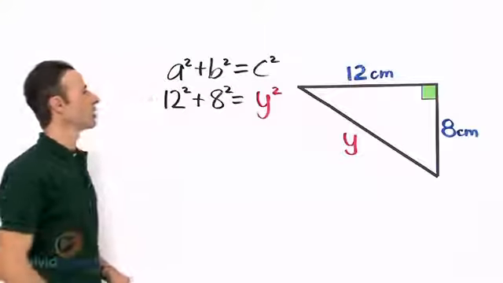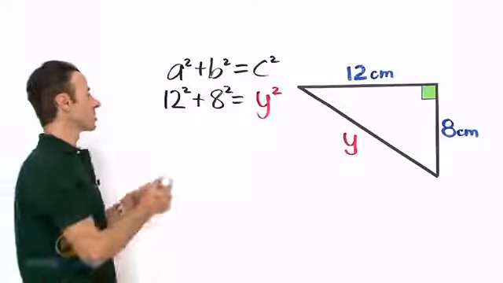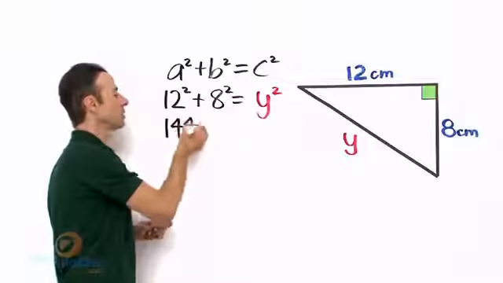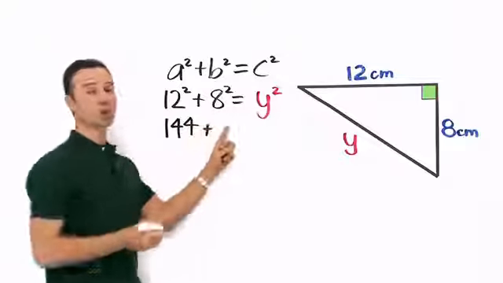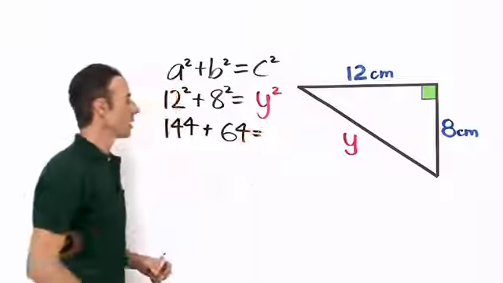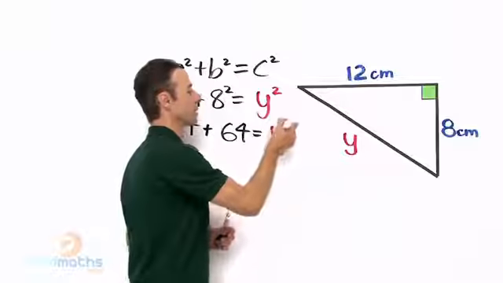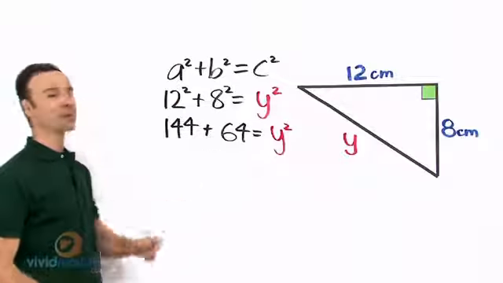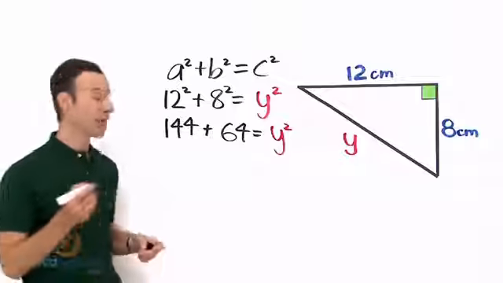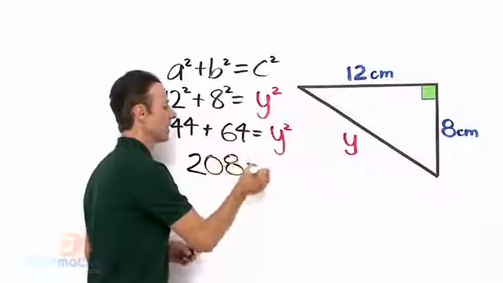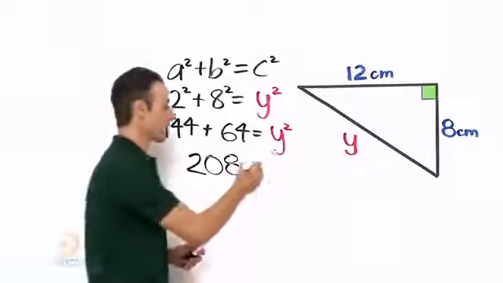Okay, let's start to solve this after we've substituted. So 12 squared will yield 144, plus 8 squared is 64, and that again equals y squared. Okay, let's add the left-hand side. 144 plus 64 gives us 208. That's 208, and that equals the y squared on the right-hand side.